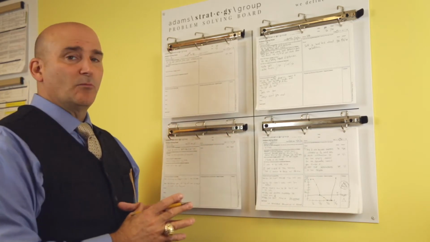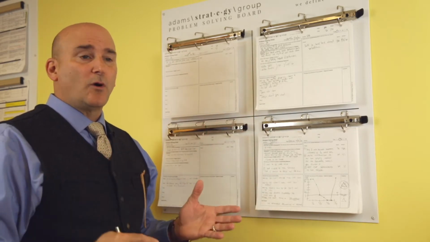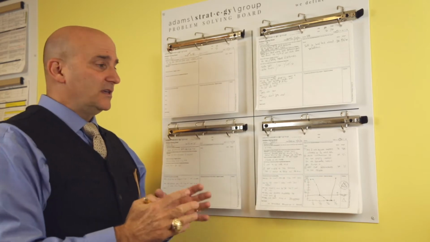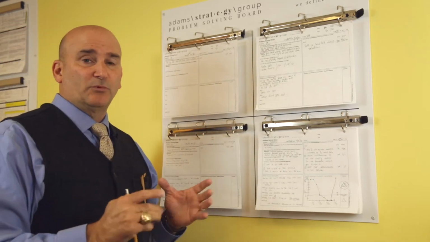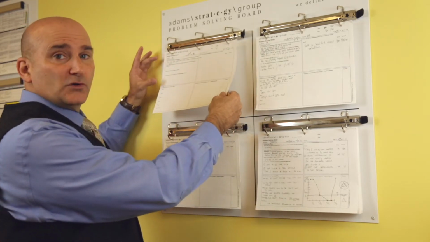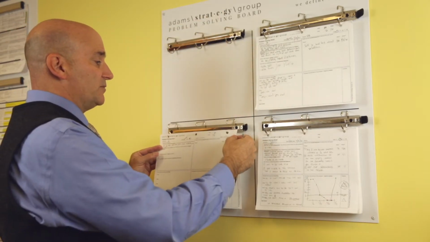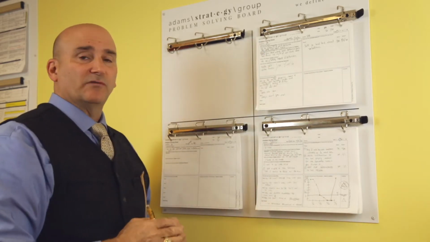You'll see the sheets hanging on the board, and probably the first thing you notice is that the board is divided into 4 quadrants, just like that problem-solving sheet. Each quadrant on the board is designed to hold the sheet while it's being worked on in that quadrant on the problem-solving sheet. So what you would do is finish the first quadrant on the problem-solving sheet and then move that to the second quadrant on the problem-solving board. And that's the way the sheet moves through the problem-solving board.